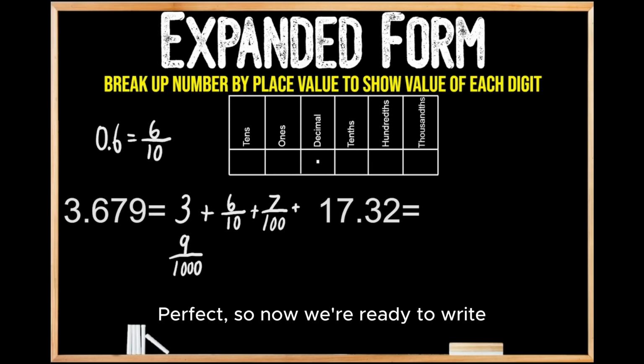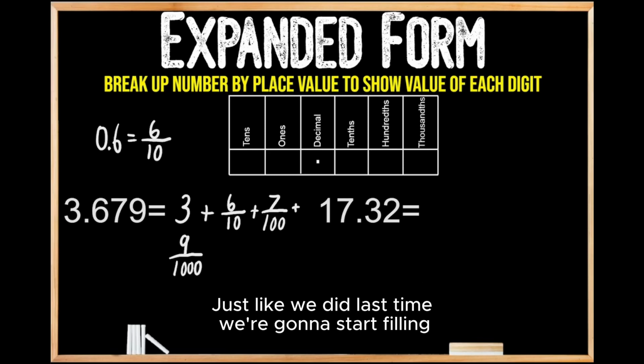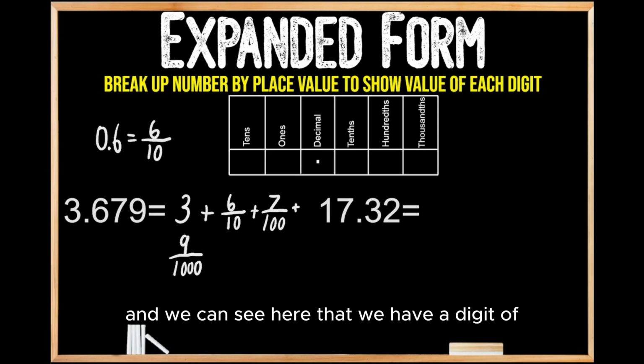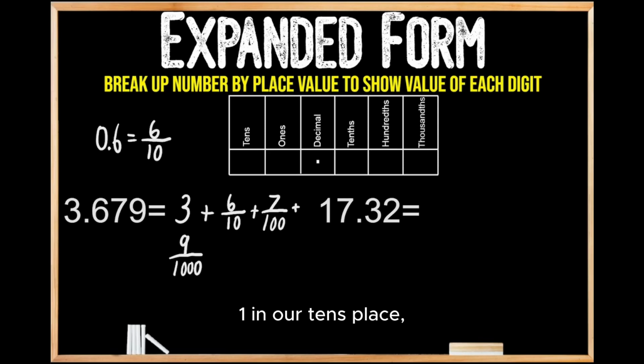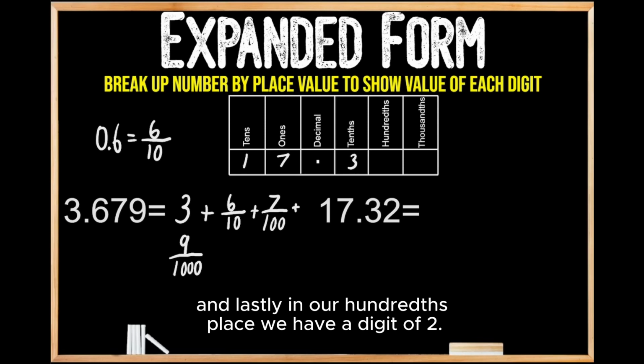Perfect. So now we're ready to write our second decimal of 17 and 32 hundredths in expanded form. Just like we did last time, we're going to start filling out this place value chart with our highest place value, and we can see here that we have a digit of 1 in our tens place. In our ones place, we have a digit of 7. In our tenths place, we have a digit of 3. And lastly, in our hundredths place, we have a digit of 2.